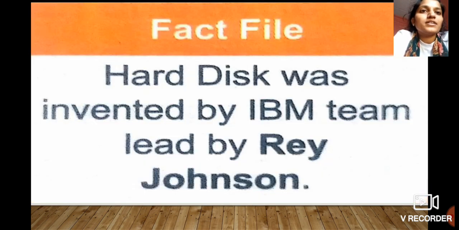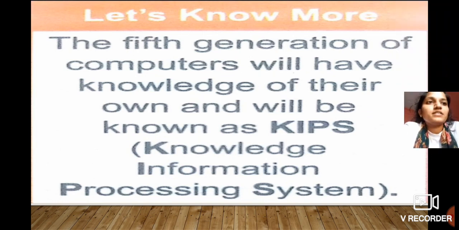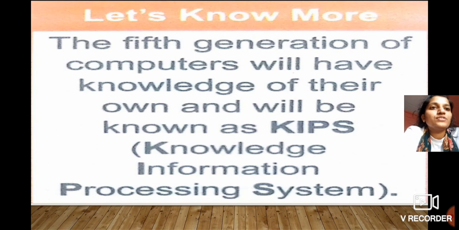After that we have learned some fact files, like the hard disk was invented by an IBM team led by Ray Johnson. So we have seen who is the inventor of the hard disk. Then we have seen that the fifth generation of computers will have knowledge of their own and will be known as KIPS, Knowledge Information Processing System. Students, this name we can see in our textbook also, right?